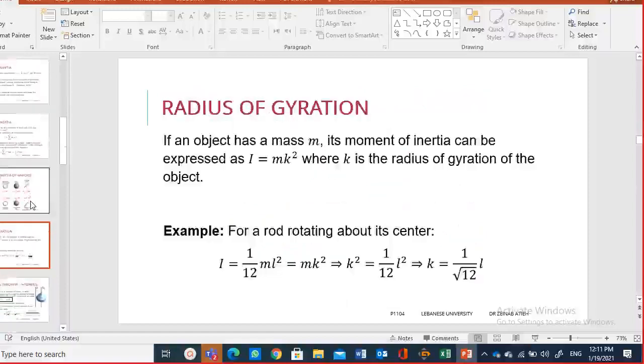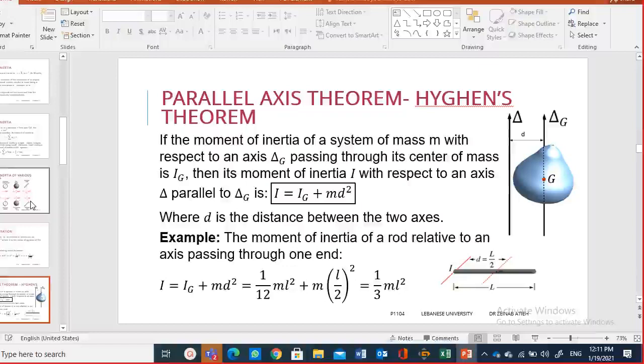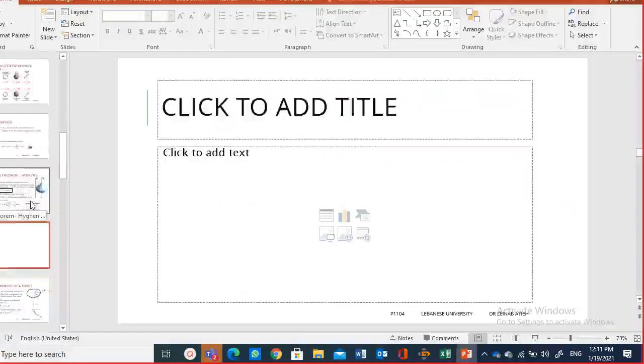I've explained the radius of gyration. I've explained the parallel axis theorem, which says if you know the moment of inertia with respect to the center of mass, you can get the moment of inertia with respect to an axis parallel to the axis passing through the center of mass, simply by adding m, which is the mass of the system, times d squared. D is the distance between the two axes. I've explained all this in detail last time.